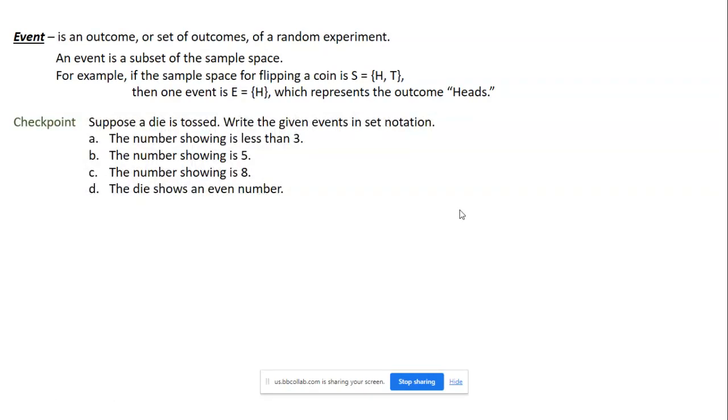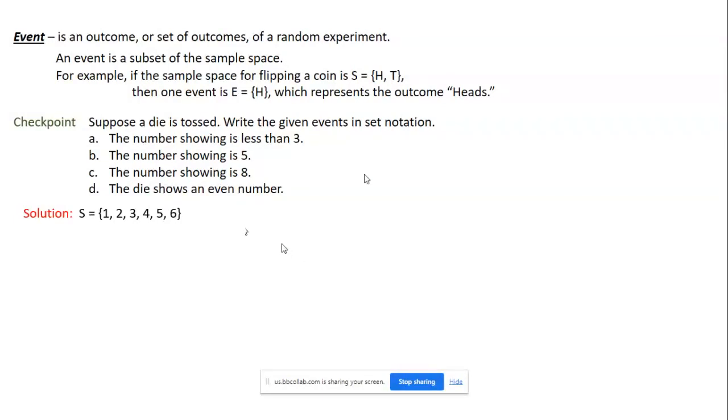Suppose that a die is tossed, write the given events in set notation. If I recall correctly, you all covered sets and set notation, so let's go through this. We're looking at the number showing being less than 3. Remember, when we throw a die, a die has 6 numbers, 1 through 6. So we're trying to find a number that is showing less than 3. Those are only two possibilities. Numbers less than 3 on a die are just 2 and 1, right?